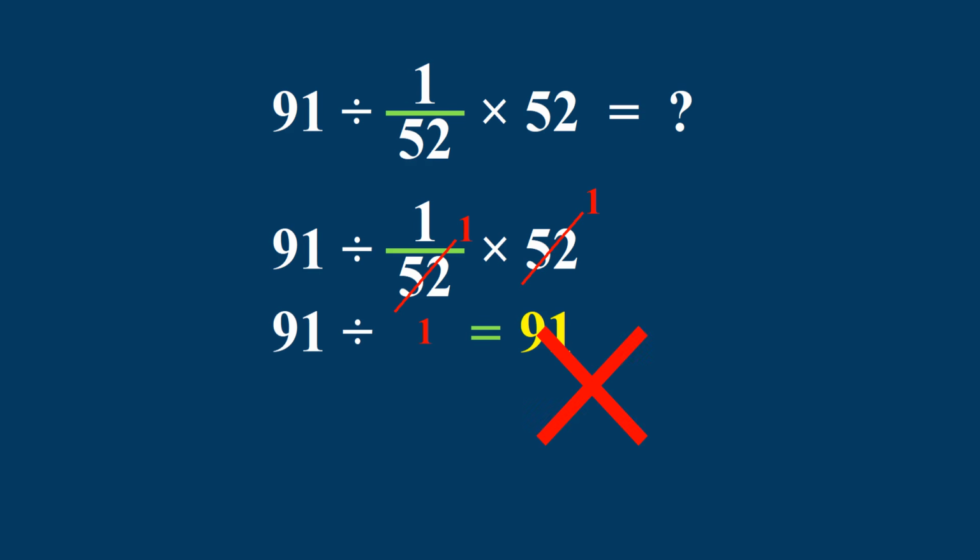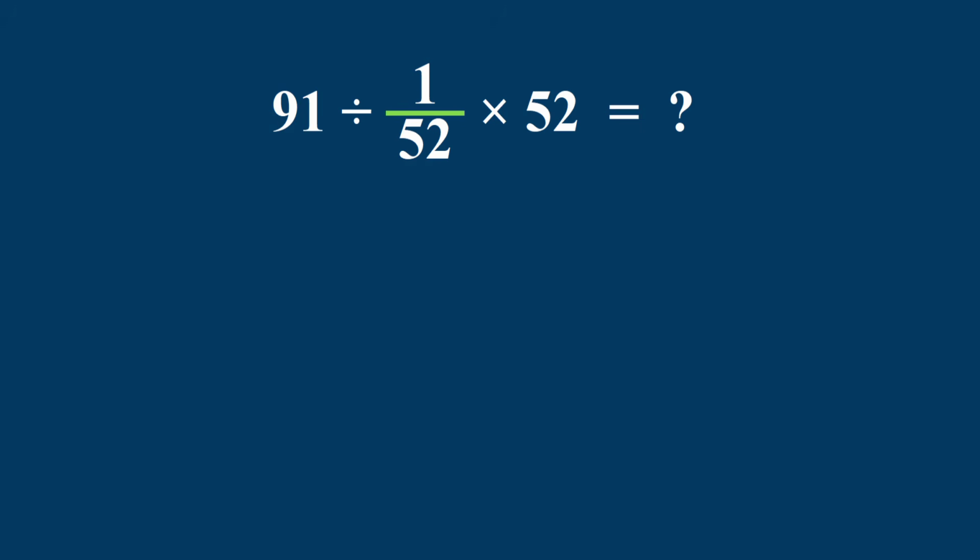But this answer is not correct, because according to the order of operations, we have to do this division first, not this multiplication. So let's start the correct solution. 91 divided by 1 over 52. To do this division, write down the 91, change the division to multiplication, and flip this fraction to 52 over 1, which gives 52.